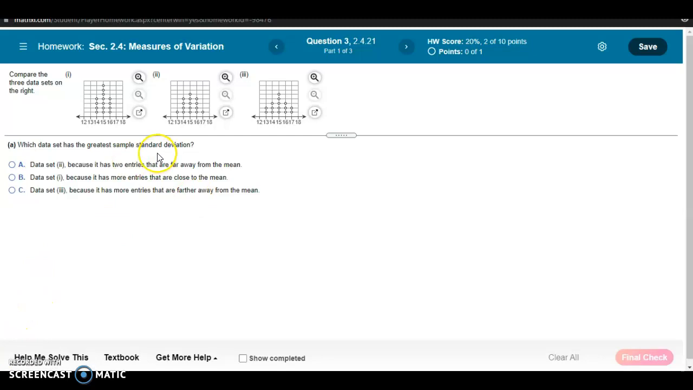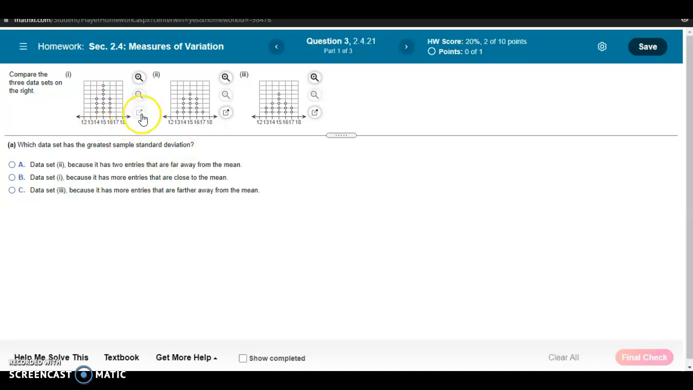Sample standard deviation, right, is a way of measuring the variation in the data set. So the standard deviation is the average distance the data values are from the mean. Okay, that's what the standard deviation is measuring, right? The average distance from the mean, for all the data values.